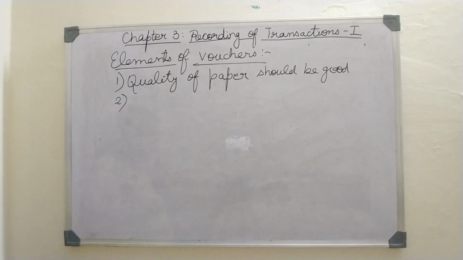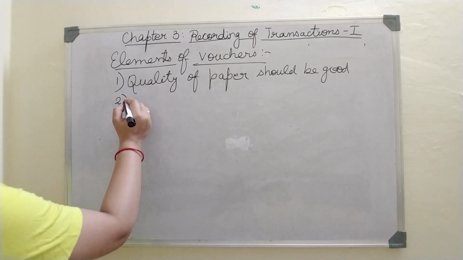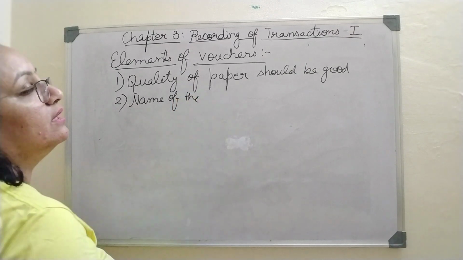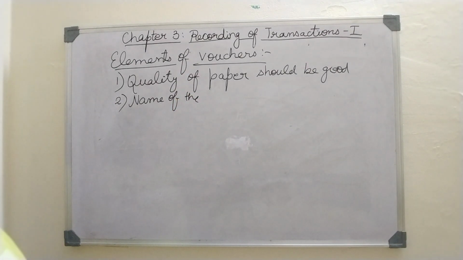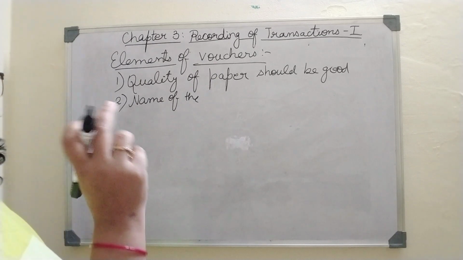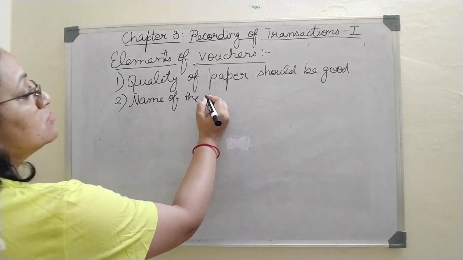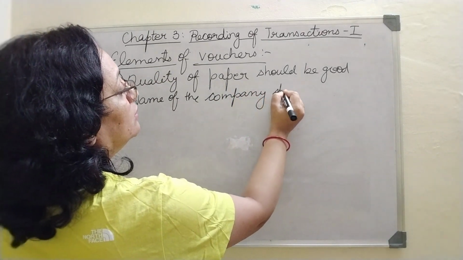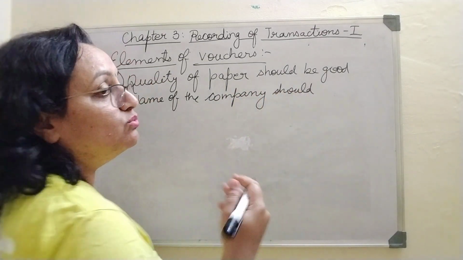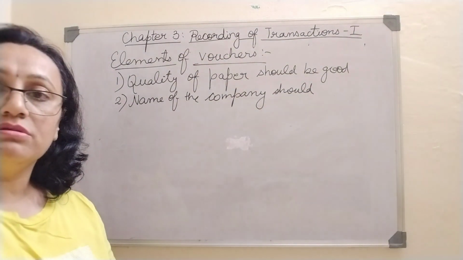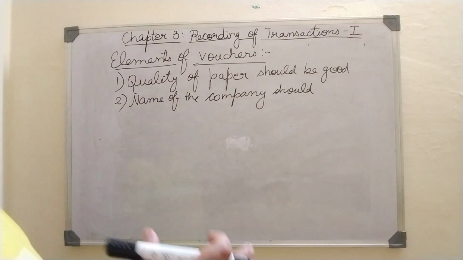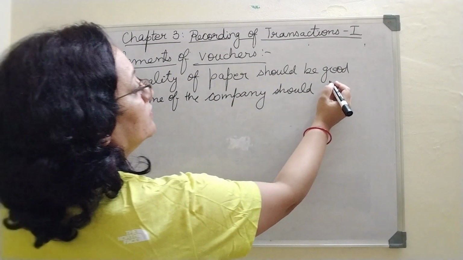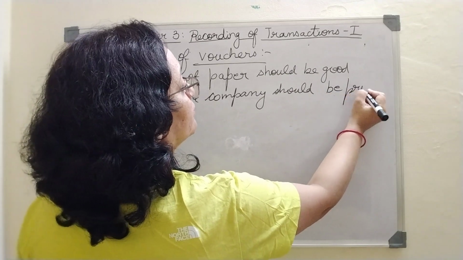Second is that name of the firm must be printed. You might have noticed whenever you go to any shopping center, whenever you go to a shop, the name of the shop is always written at the top of the bill. So name of the company should be printed so that it is an evidence with you also as a customer, and the company also has an evidence that this transaction or the money dealing has been done by the company. So it should be printed.